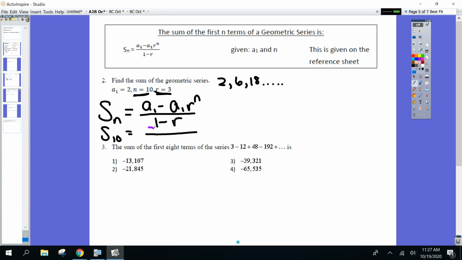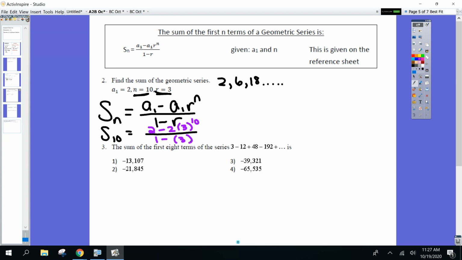2. First term is 2. What's my R value? 3. I highly recommend always putting your R value in parentheses. 3. What's my N value again? 10. Raised to the 10th. And then on the bottom, what do I have? 1 minus, what was my R value? 3. In parentheses.